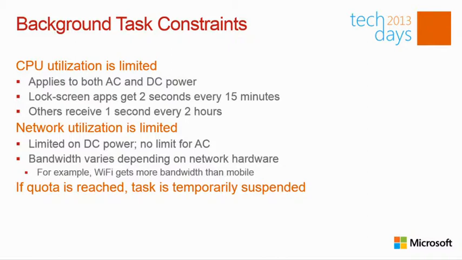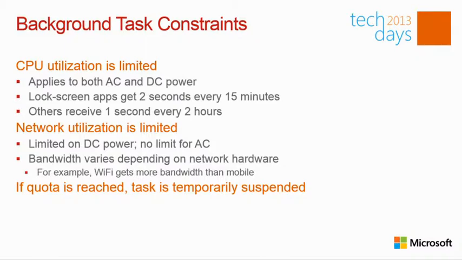A non-lock screen app, for example, cannot receive more than 1 second of CPU time, and that is CPU time, not wall clock time, every 2 hours. So you may schedule your non-lock screen app background task to execute every, say, 20 minutes. But the system is keeping track of how much CPU time you're using. If you use up that entire 1 second of CPU time the first time you get activated, the system will not activate you again for another 2 hours. It is watching to make sure you're not consuming resources unnecessarily on that PC.